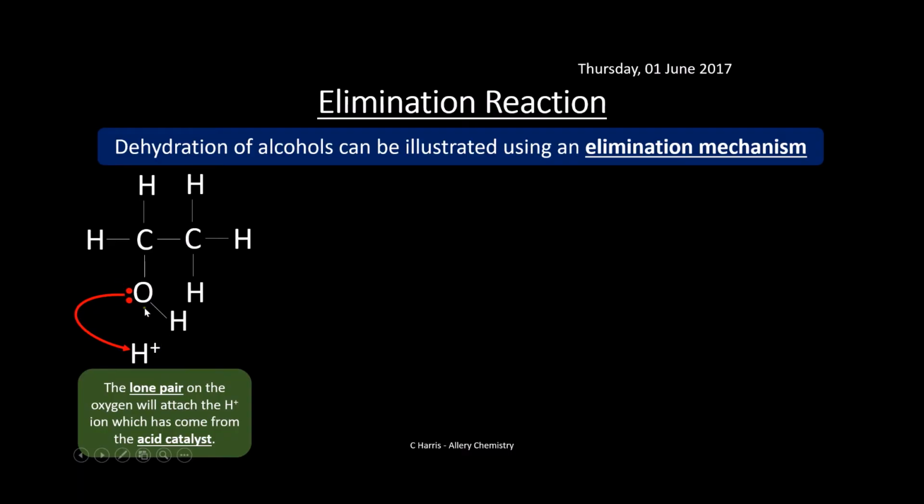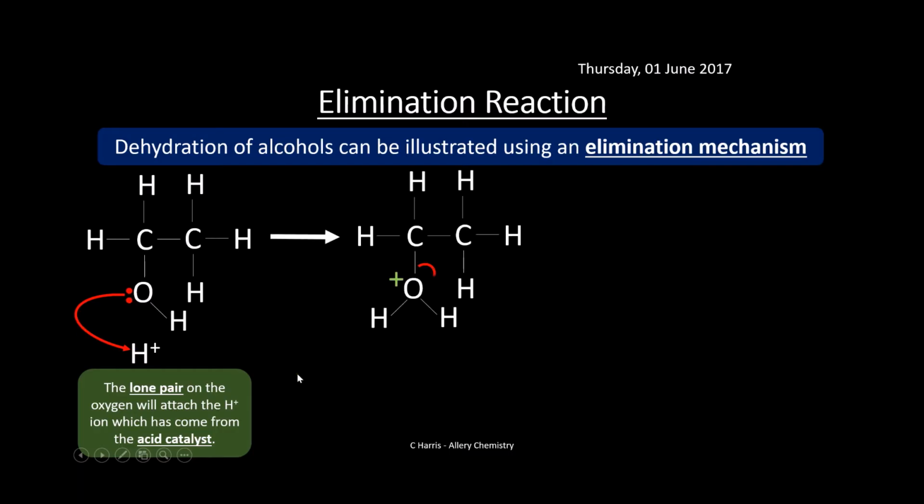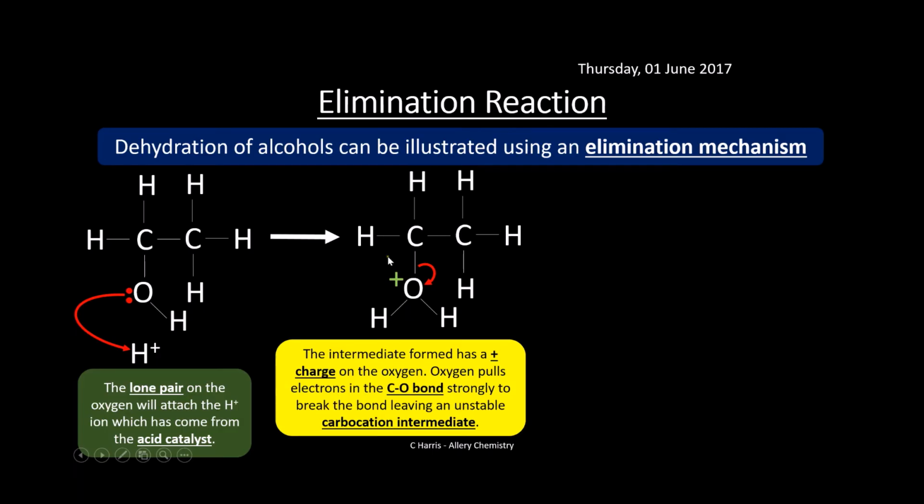You've got a lone pair of electrons on the oxygen in the alcohol, and that moves onto the H+. And what you're forming is like a water molecule within this full structure. Now, this has a positive charge because oxygen's got far too many bonds. Remember, oxygen can only have 2 bonds. It's actually got 3 on here. So we've got this positive charge on the oxygen.